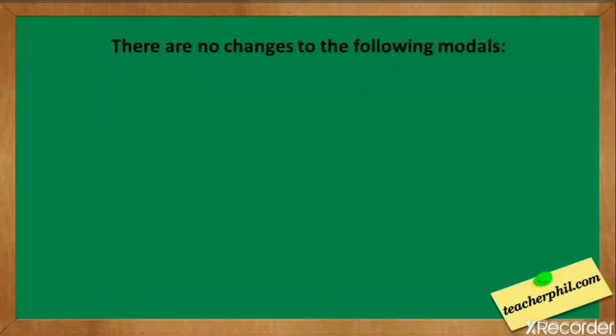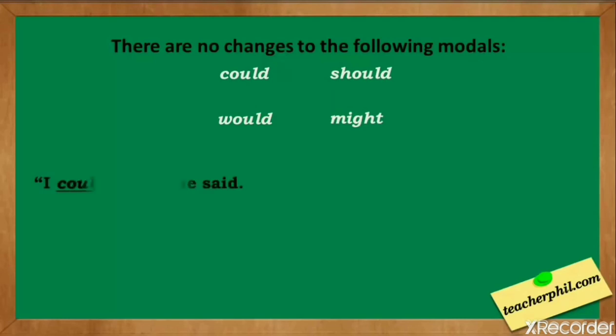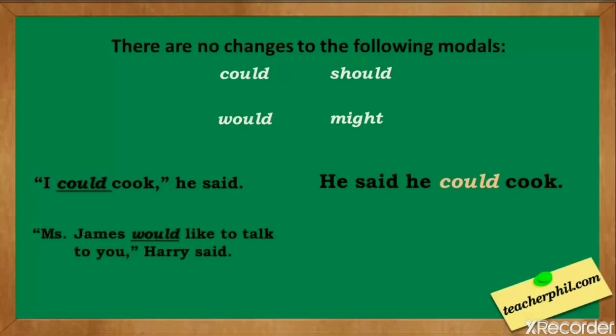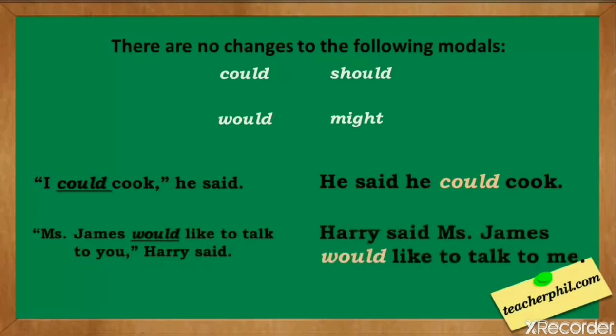But there are a few exceptions to this rule because there are no changes to the following modals: could, would, should, and might. Examples: I could cook, he said. The indirect speech is he said he could cook. Mrs. James would like to talk to you, Harry said. Harry said Mrs. James would like to talk to me.